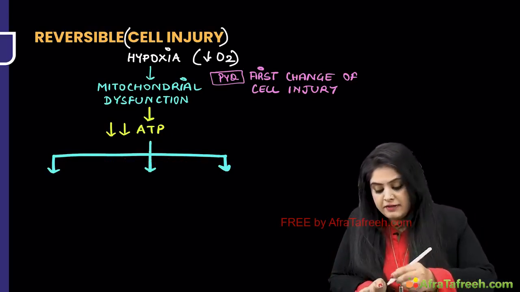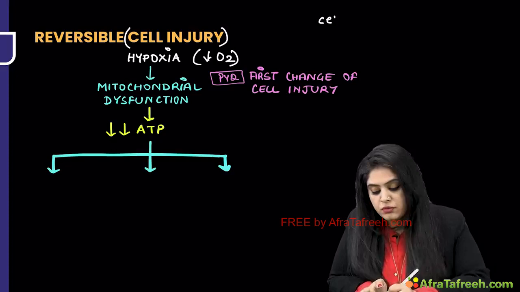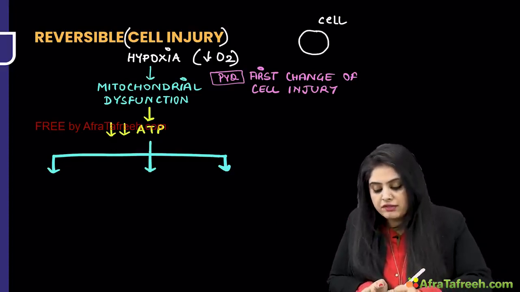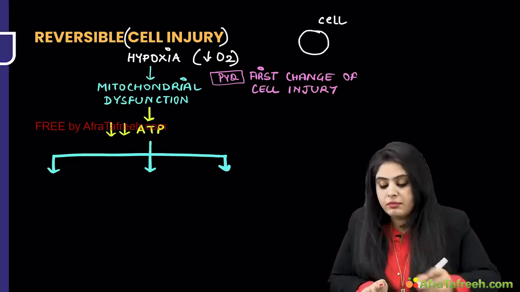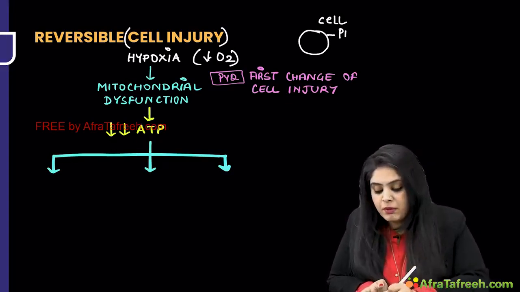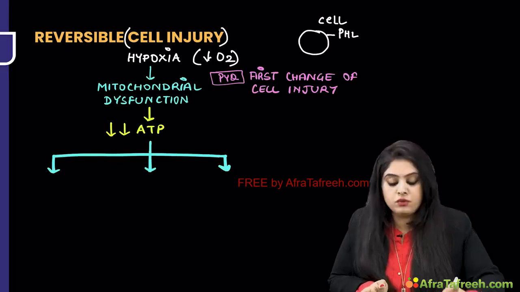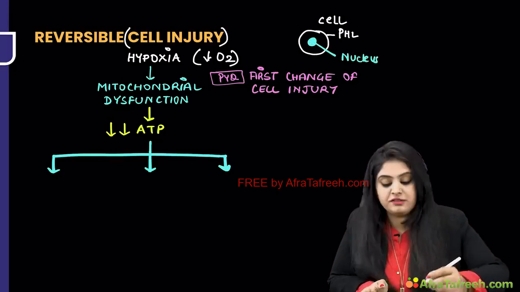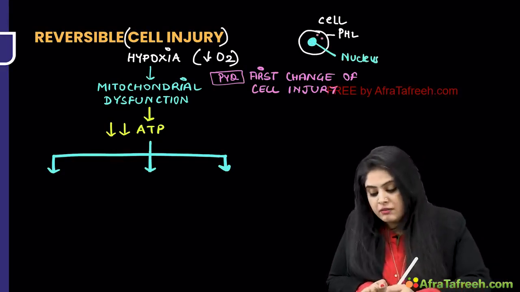Think logically. If I draw any cell in front of you, what all will you draw in a cell? If I say draw a cell, what will you draw? Number one, you will draw the cell membrane. What is a cell membrane made up of? Cell membrane is made up of phospholipids. So that's the first thing you will draw. Next, you will draw the nucleus in the center. And what else? Then in between, you will draw all the proteins.